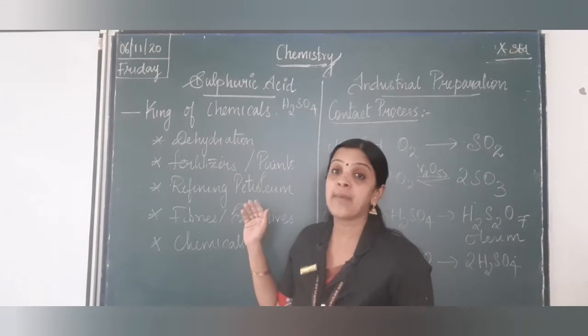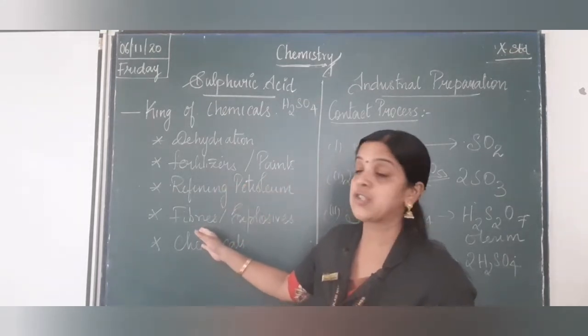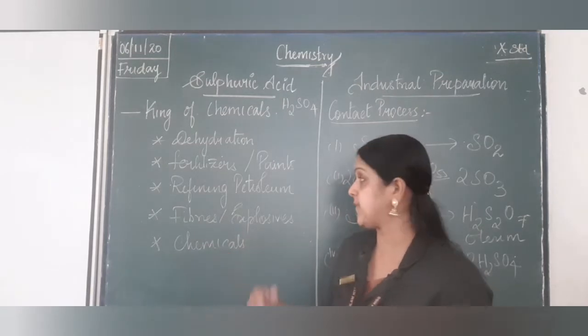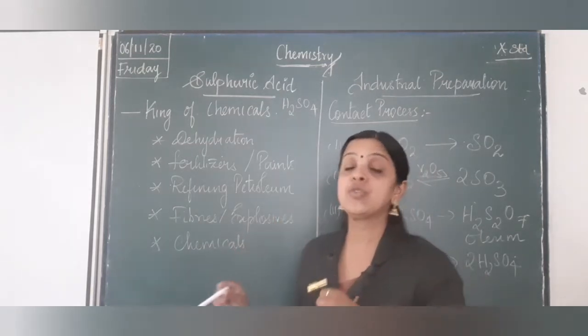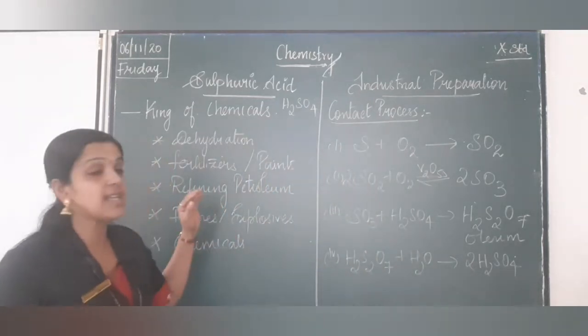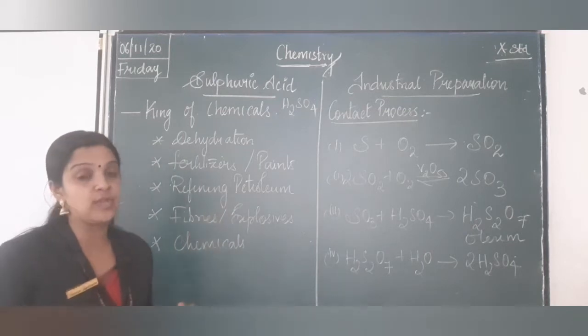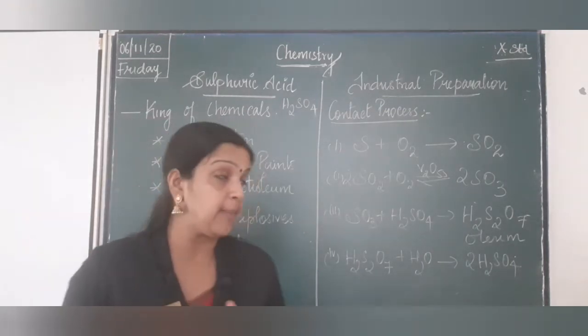It is used for the manufacture of fertilizer, paint, and also in the manufacture of fibers and explosives. It is used in the refining of petroleum and also used in the preparation of many other chemicals. So these are the wide applications of sulphuric acid, being the reason it is called the king of chemicals.